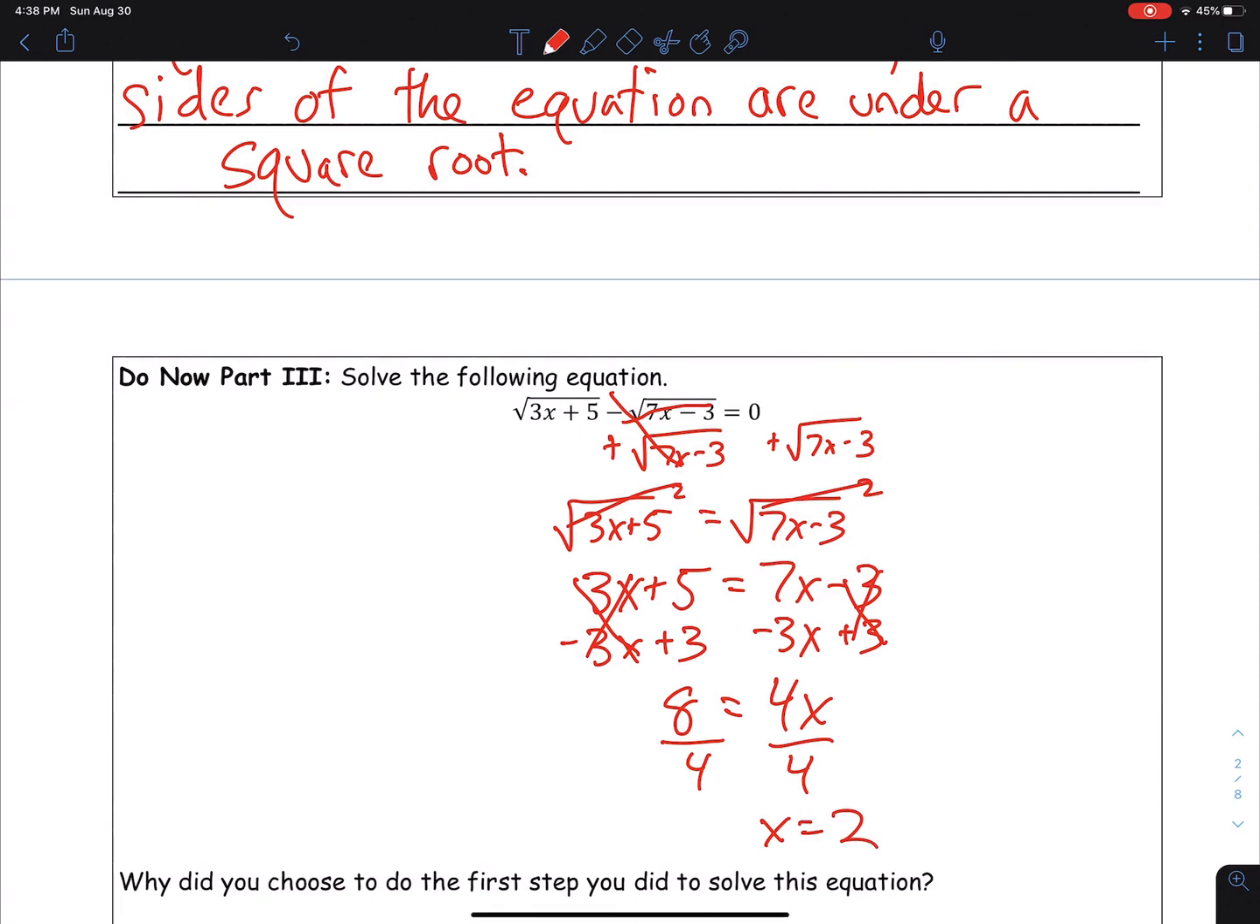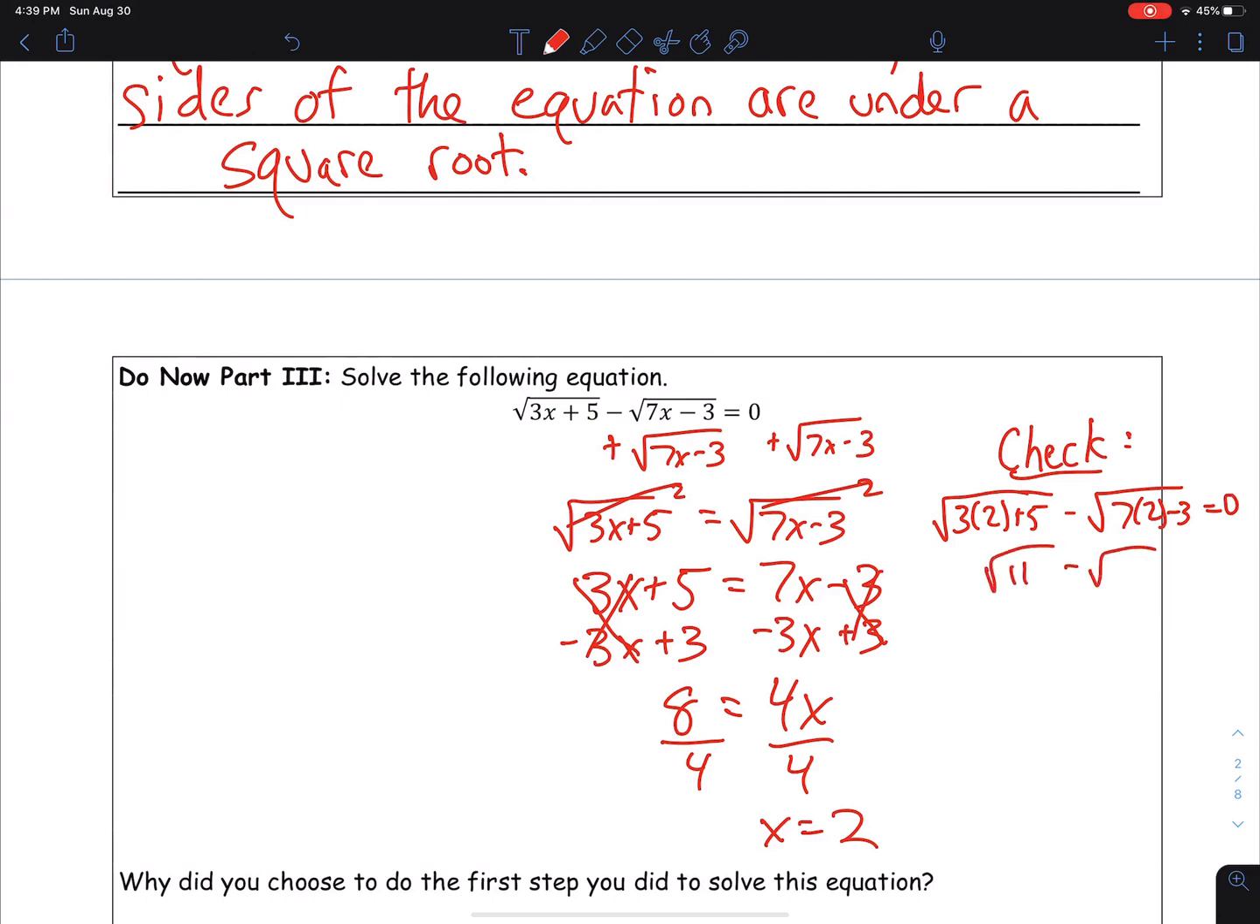But do not circle that and say it's the answer just yet, because it might not be. You have to always check when we have radical equations. So to check, I'm going to plug 2 into our original equation. It always has to be the original equation. So that would be radical 3 times 2 plus 5 minus radical 7 times 2 minus 3 equals 0. You should get radical 11 minus radical 11 equals 0. And that is 0 equals 0. That checks. So now we can go back, box in our answer. It's correct.